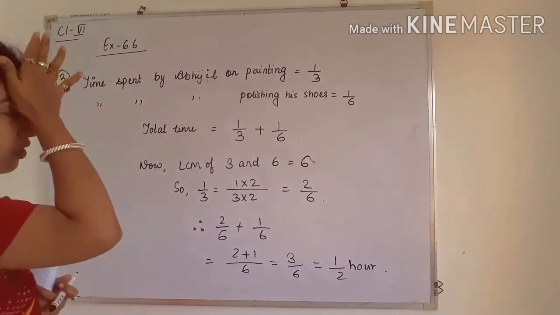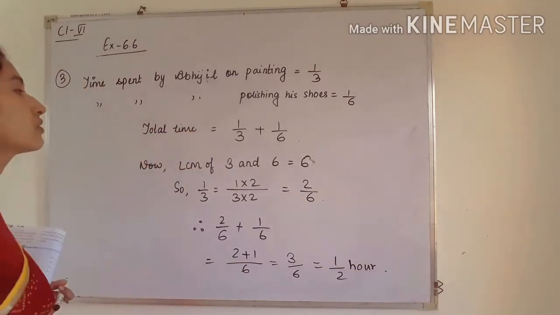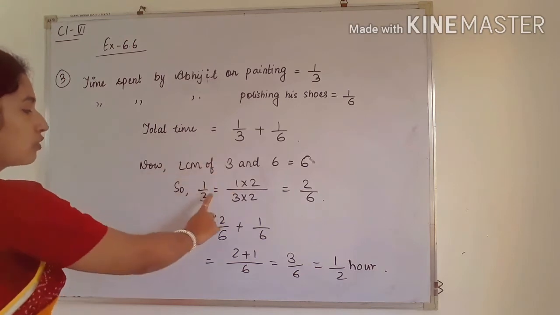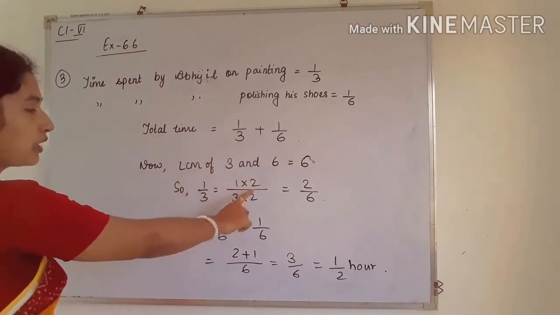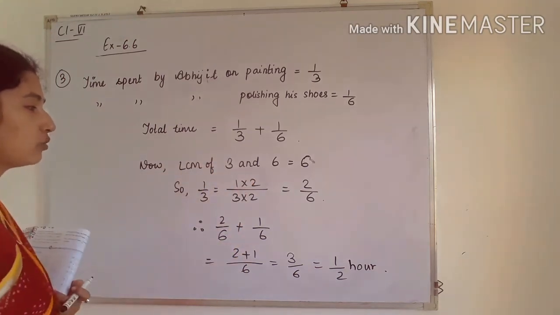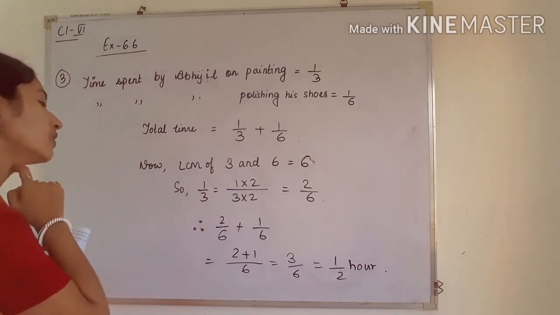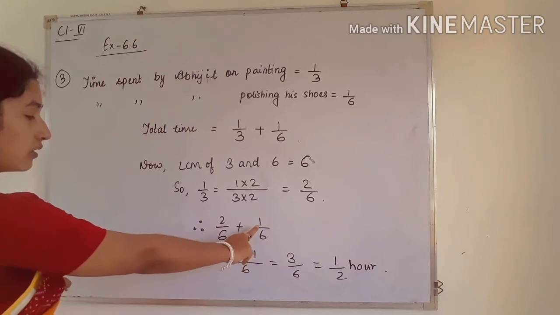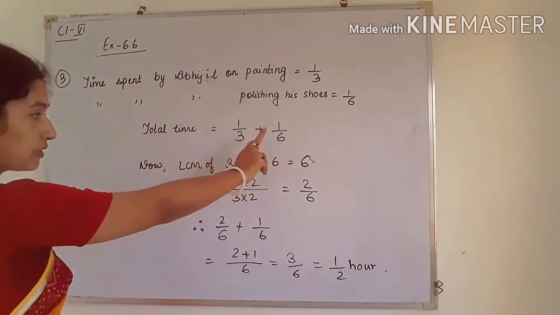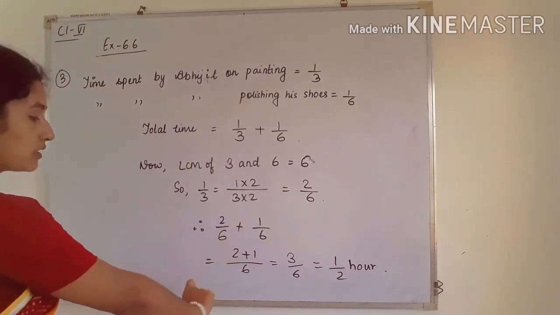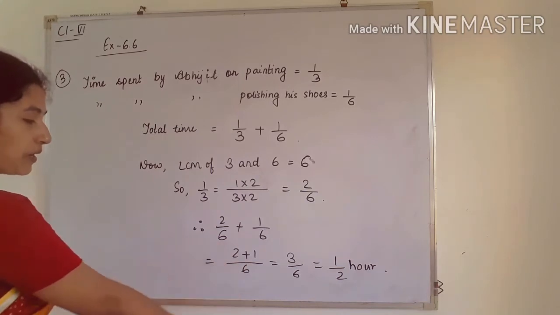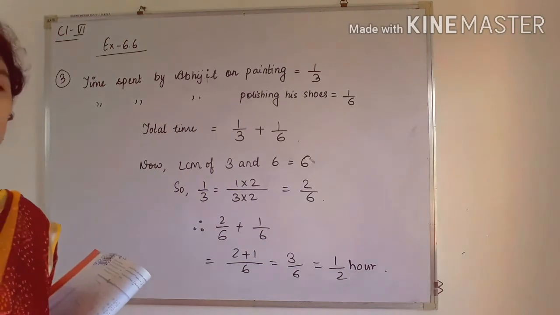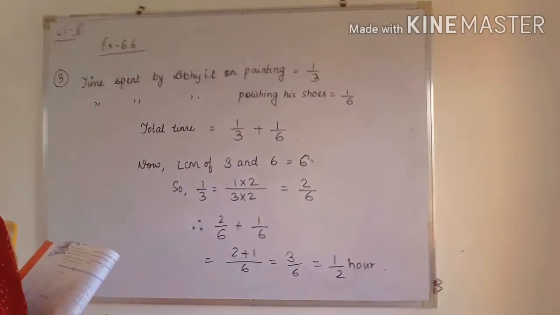So 1/3 plus 1/6. So we have to find the LCM of the denominators because they are unlike fractions. So the LCM of 3 and 6 is 6. So we will convert the first fraction. So 1/3 will be what? We have to multiply numerator and denominator by 2. By that way we will get 2/6. So 2/6 plus the second fraction will be the same because the denominator is 6. So 1/6. So 2 plus 1 over 6, that is 3/6. So after cancellation you will get 1/2. That is 1/2 hour. Okay.